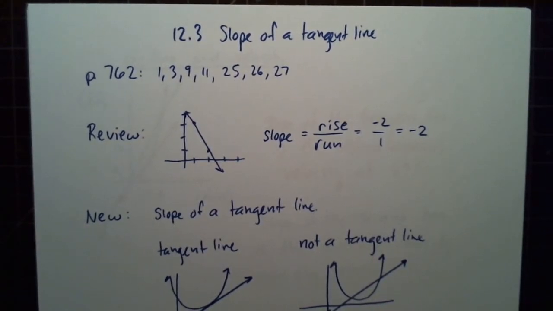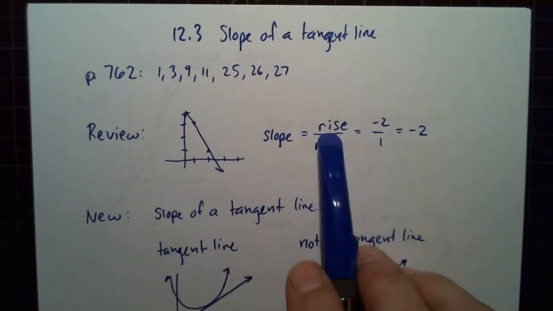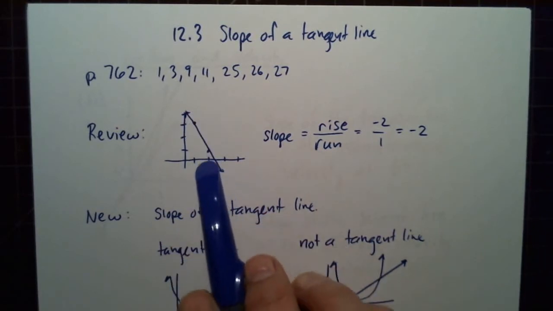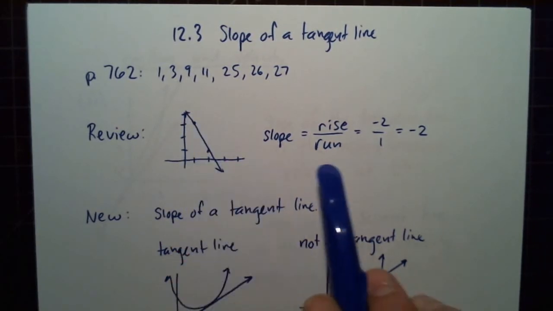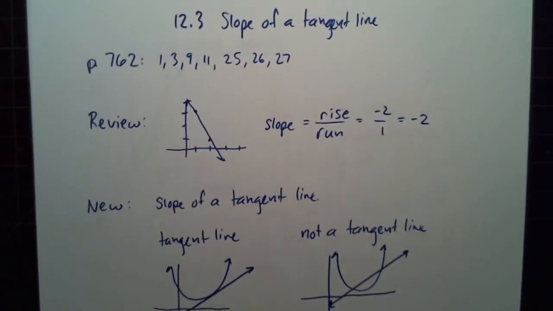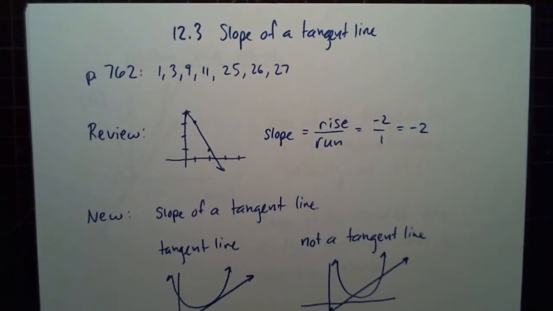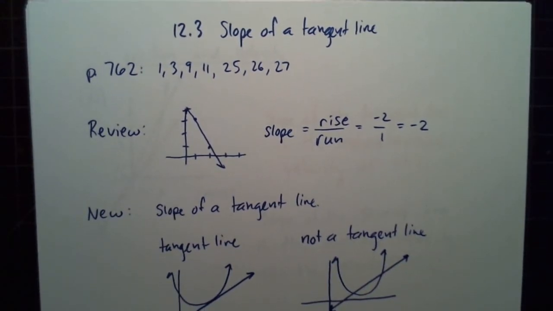Alright, today we'll learn how to find the slope of a tangent line, and first we'll review slope. Slope is just rise over run. So the slope of this line: rise is -2, run is 1, we get the slope of -2. And when we find the slope of a tangent line, that is calculus, so we'll be doing calculus today.